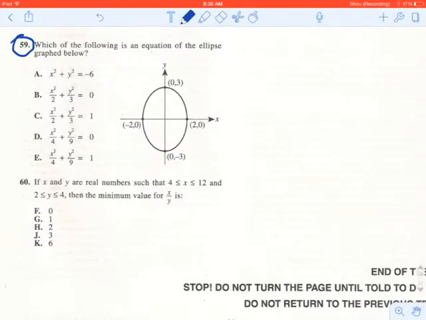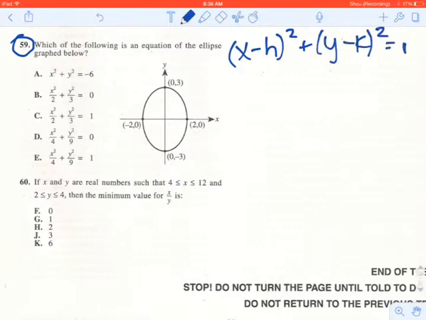Question 59. Which of the following is an equation of the ellipse graphed below? So an ellipse is essentially a stretched out circle. So if we go back to our original equation, which I'm sure you all have memorized, (x minus h) squared plus (y minus k) squared equals r squared. Right? That's our general equation for a circle where (h, k) is the center and r is the radius.